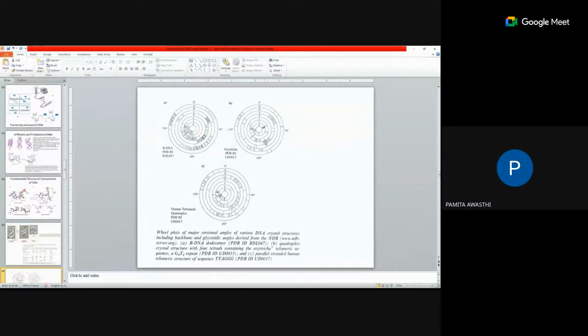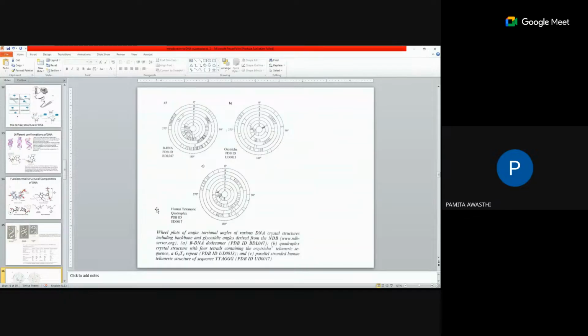This is, I think, anti-parallel. Yes, this is anti-parallel, and this one is the parallel. Parallel means how the backbone has oriented itself with respect to the rest. So these are the parallel backbones. This is the 1 or 2. They are anti-parallel. So these are the crystal structures.